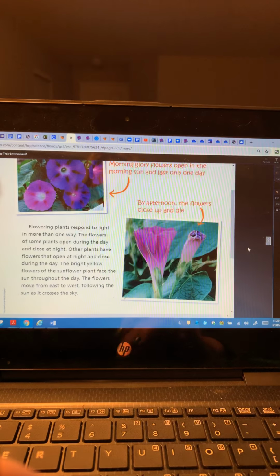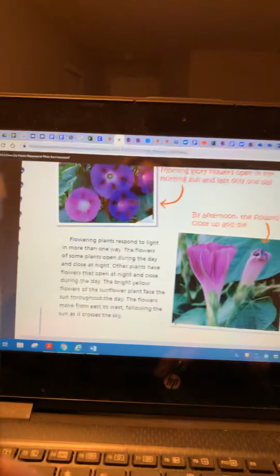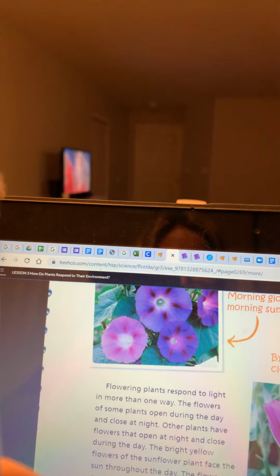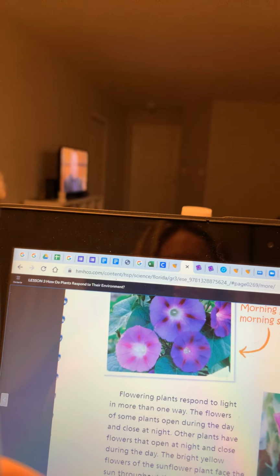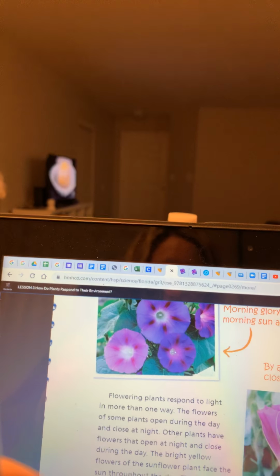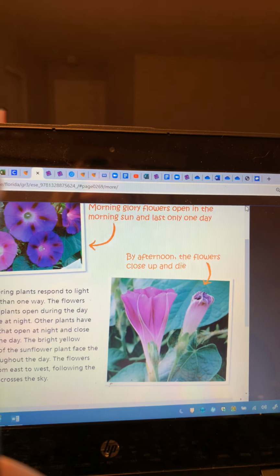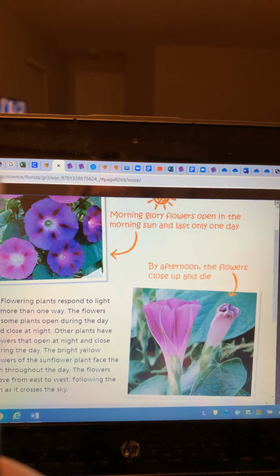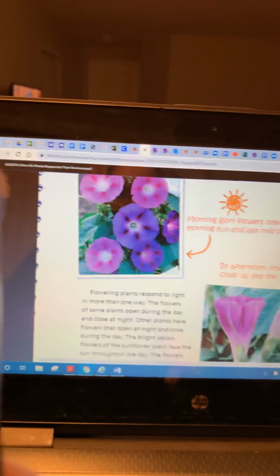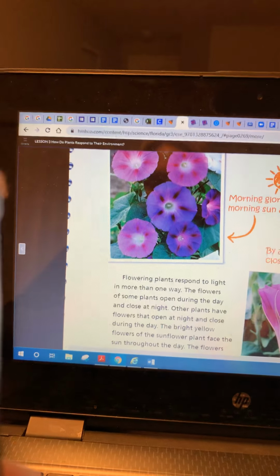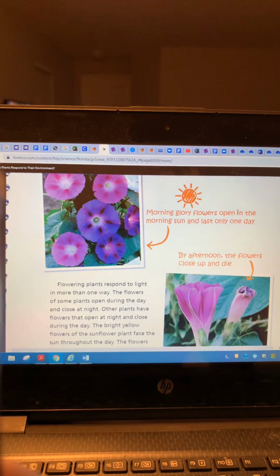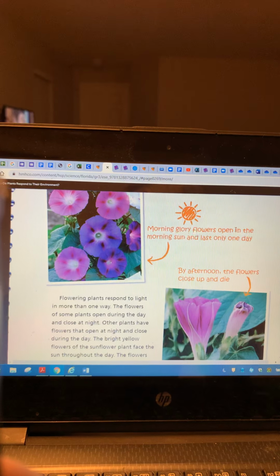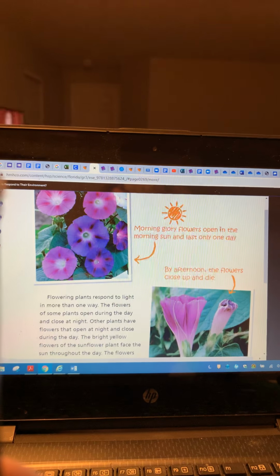So if you look, you can see that the morning glory flowers open in the morning sun and last only one day, whereas by afternoon, the flowers close up and they die. That's not a very long life cycle for those flowers, but how they respond is that when they feel the light, they open up, and that is how they respond.